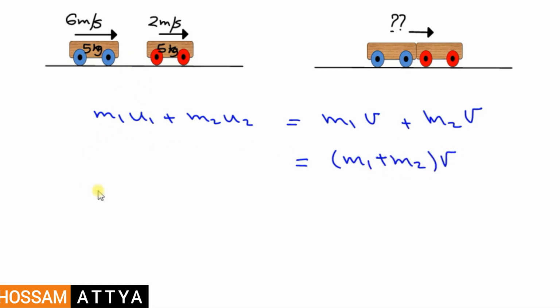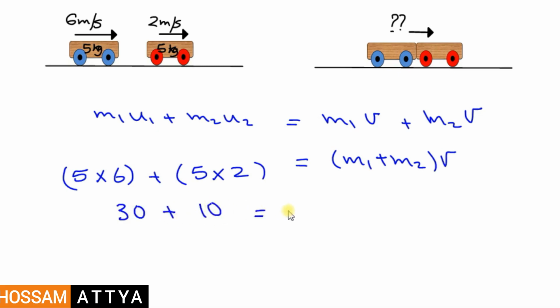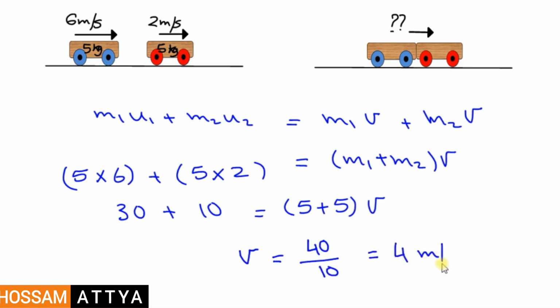So we can take the v here as common, so it's m1 plus m2 times v. And here m1u1, so we have 5 times 6 plus 5 times 2 equals m1 plus m2. So it's 30 plus 10 equals 5 plus 5 times v. So v is equal to 40 divided by 10 equals 4 meters per second, and here all traveling to the right.